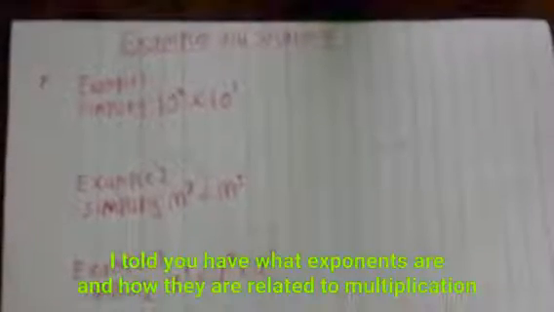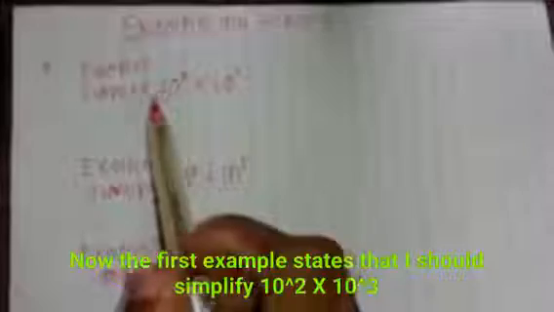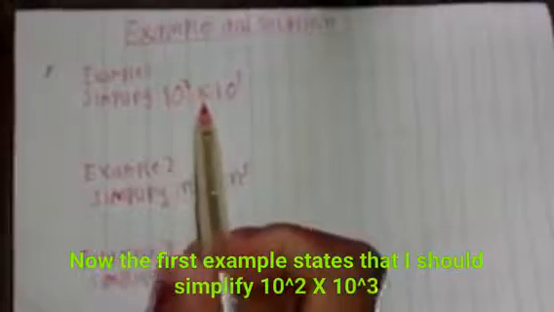I have taught you what exponents are and how they are related to multiplication. I also taught you the two words of exponents, which are the multiplication word and the division word, and I have made some examples under these words. Now the first example is to simplify 10 to the power of 2 times 10 to the power of 3. The second example states to simplify m to the power of 8 divided by m to the power of 5. While the third example states to simplify a to the power of 9 times a to the power of 3 times a to the power of 5.